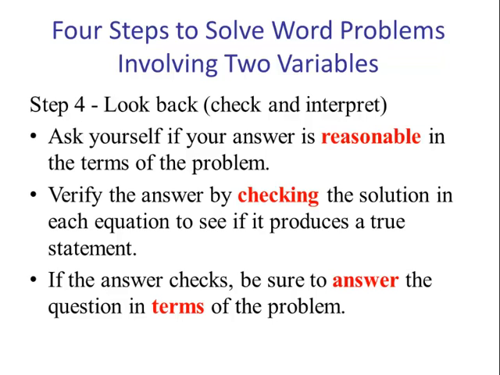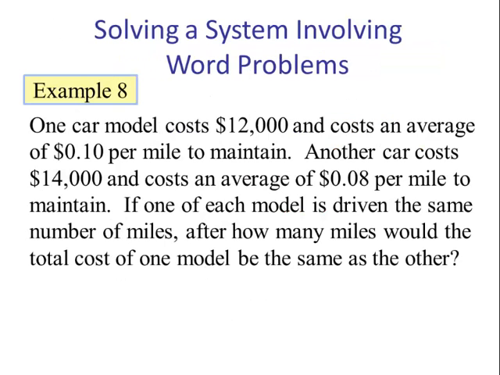Let's do an example. Example 8. One car model costs $12,000 and costs an average of 10 cents per mile to maintain. Another car costs $14,000 and costs an average of 8 cents per mile to maintain. If one of each model is driven the same number of miles, after how many miles would the total cost of one model be the same as the other?